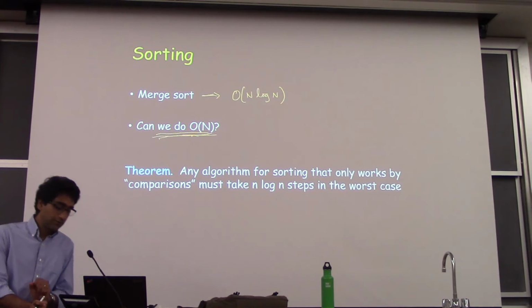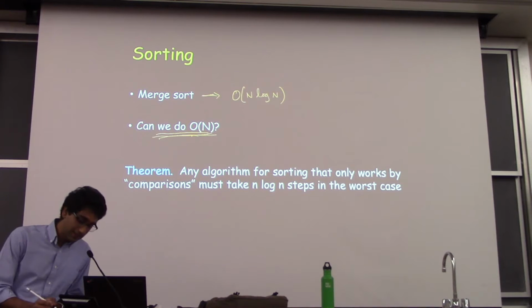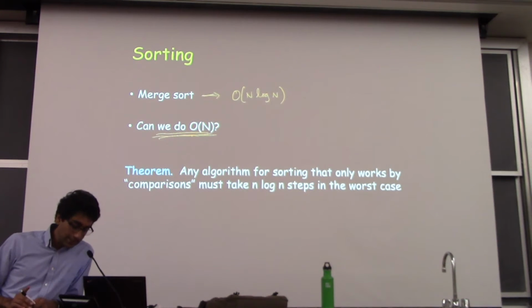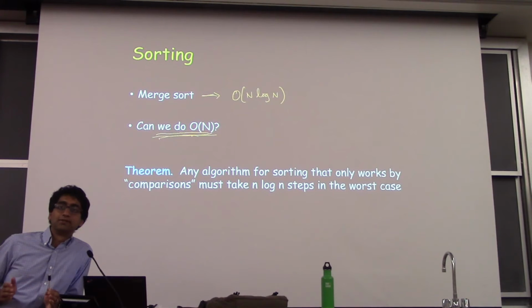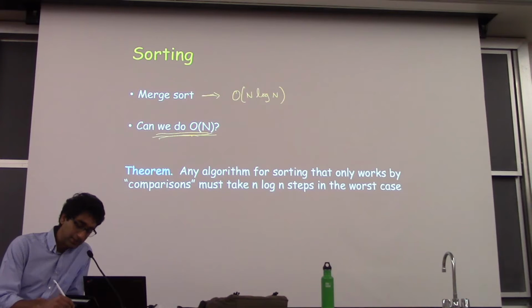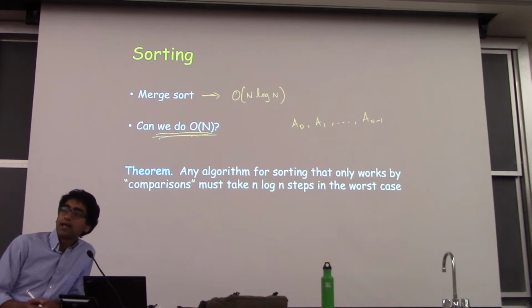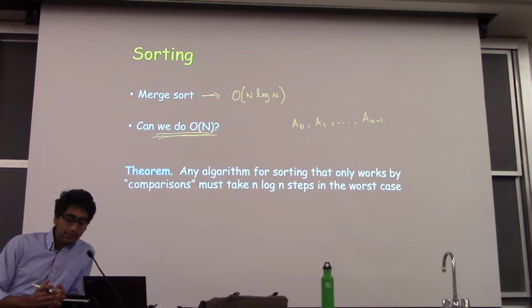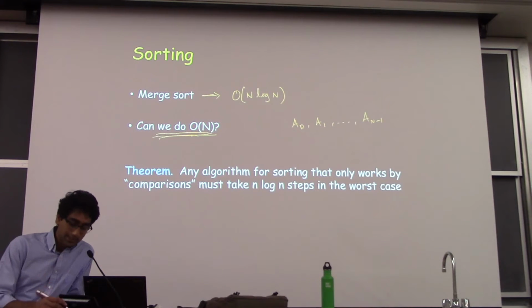What we want to show today is that if you have an algorithm that only works by comparisons, what the algorithm is allowed to do is, you have this array A0, A1, up to An minus 1, and the algorithm is only allowed to ask questions like, is Ai less than Aj, or something like this.